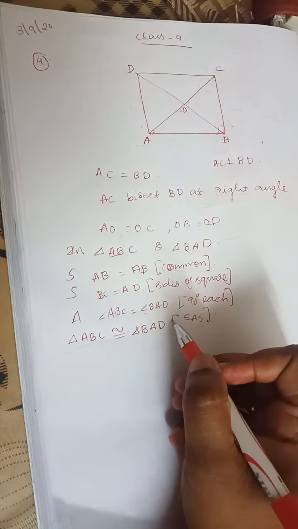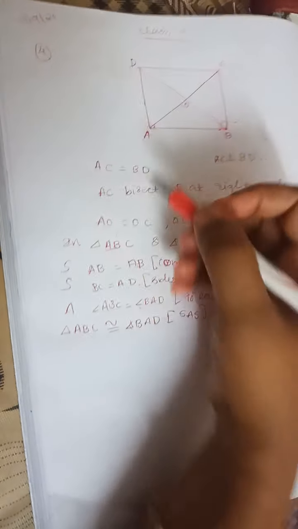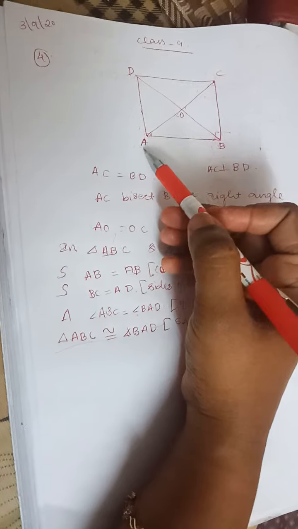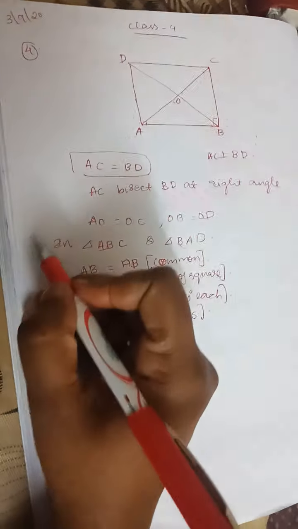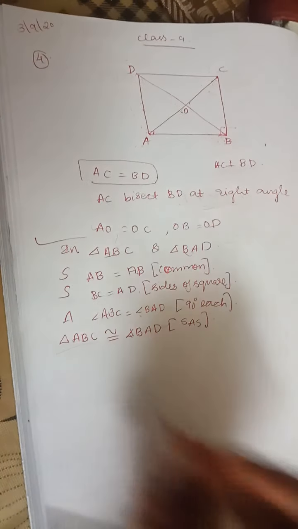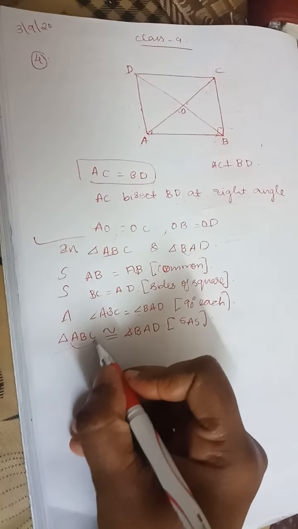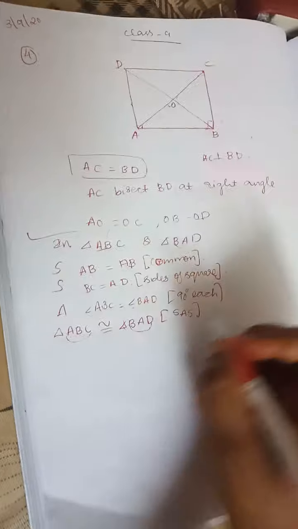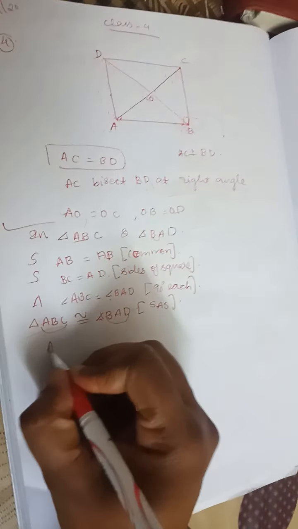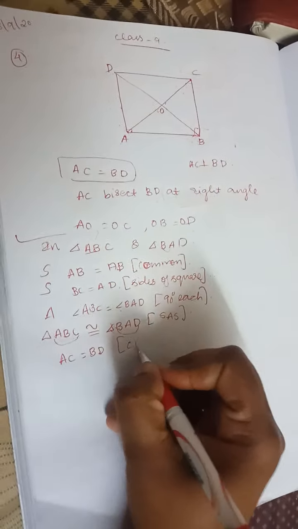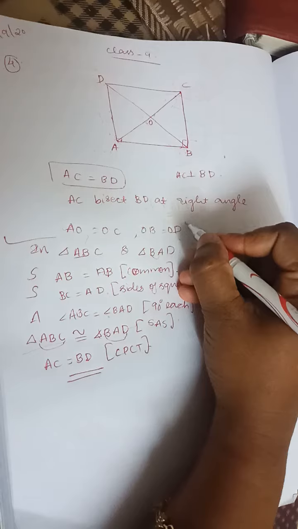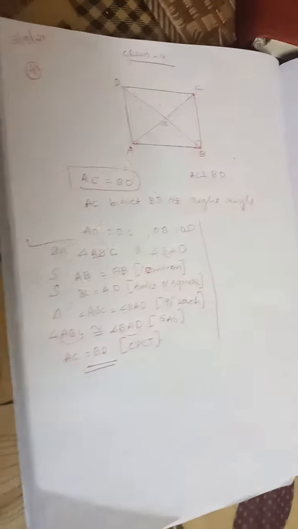If we have proved these two triangles are congruent, then we can equate their corresponding sides. AC and BD are the sides that we have to prove first, correct? That is why we took these two triangles. So we can equate AC and BD as their corresponding sides. AC is equal to BD by using CPCT: corresponding parts of congruent triangles are equal. So first we took these two triangles, and we got this answer.